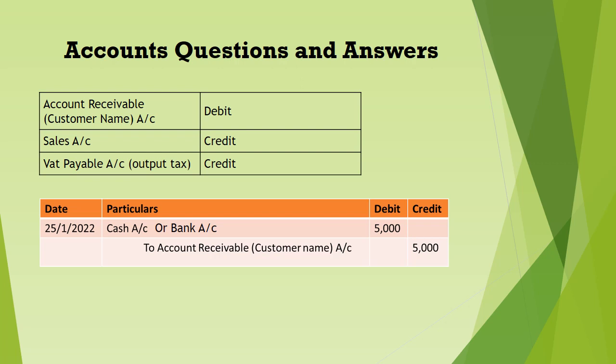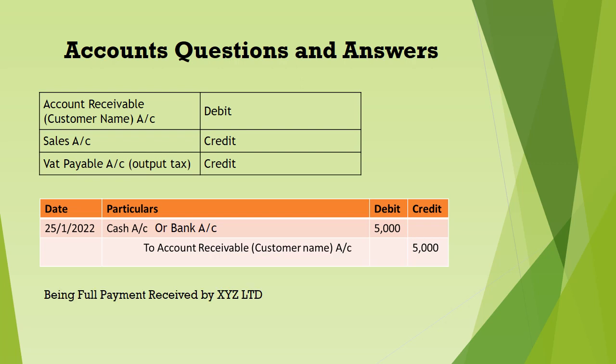You can see this including VAT. If we sold some item to customers, what is the entry? Accounts receivable or customer name account is debited, to sales account is credited, to output VAT credited. This is the accounts receivable.